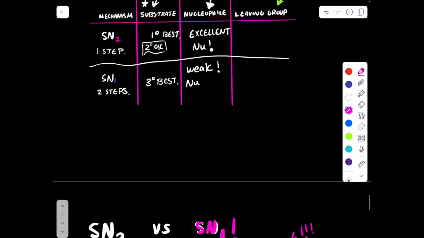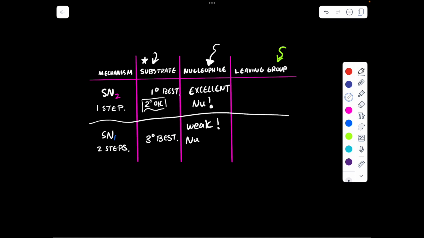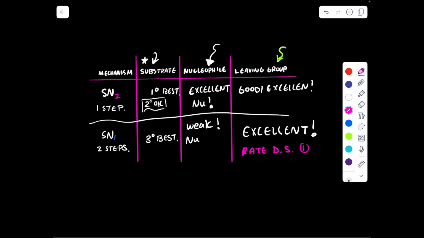So going back to our table, you want the leaving group to be good or excellent. But for an SN1 reaction, you really want it to be excellent, because the rate determining step is when the leaving group leaves.